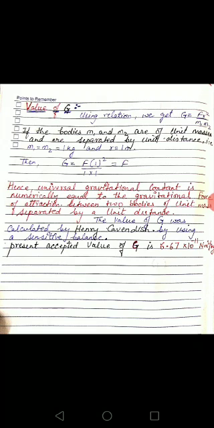The value of G was calculated by Henry Cavendish using a sensitive balance. The presently accepted value of G is 6.67 times 10 to the power minus 11 Newton meter squared per kg squared, and it is the accepted value of the gravitational constant.